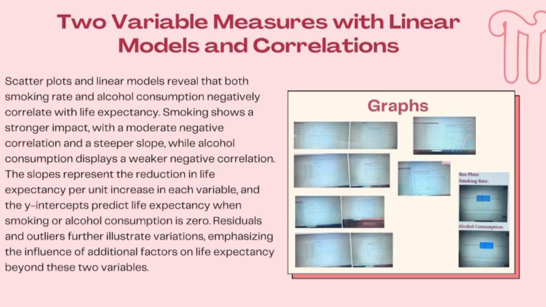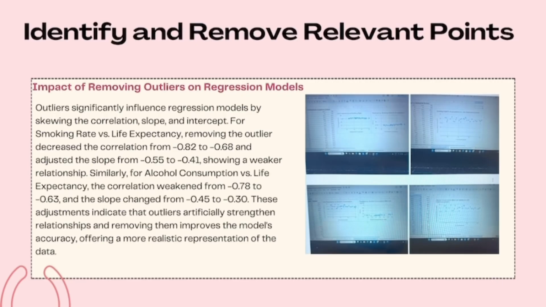Overall, these analyses help to demonstrate the strength of the correlations between them. In this analysis, I identified and removed outliers from the dataset, focusing on life expectancy versus smoking rate and life expectancy versus alcohol consumption. By using scatter plots and residuals, I pinpointed countries, country X and country Y, that had the largest impact on the regression models. Through z-score calculations, I determined their deviations from the mean, showing their percentile positions. After excluding these points, I observed changes in the correlation strength, slope, and intercept of the regression lines.